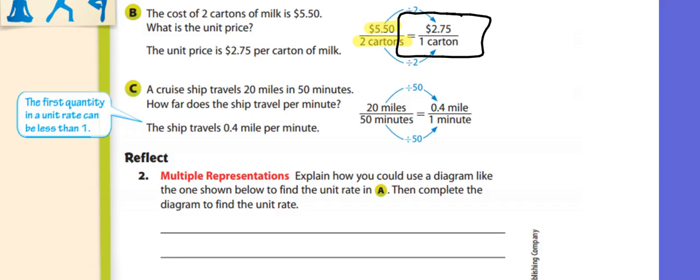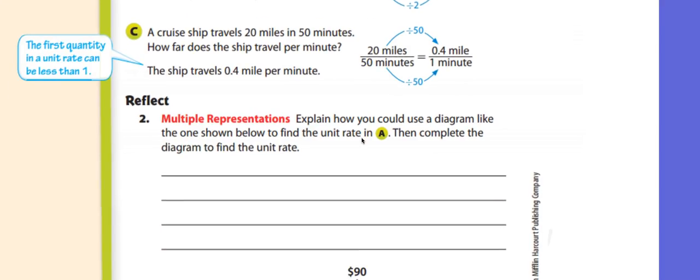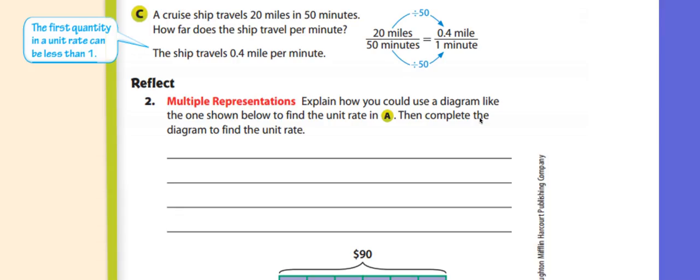Let's look at example C. Example C is the first one that doesn't include money. It says a cruise ship travels 20 miles in 50 minutes. How far does the ship travel per minute? And sometimes if this wasn't set up for you, these are a little bit harder to understand how to set up. The directions though tell you in which way to set it up.